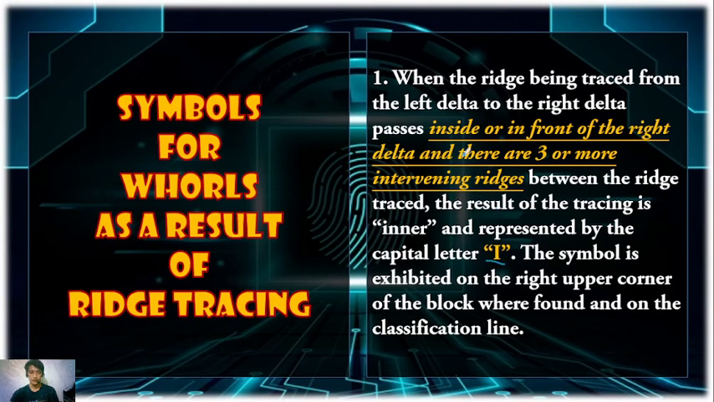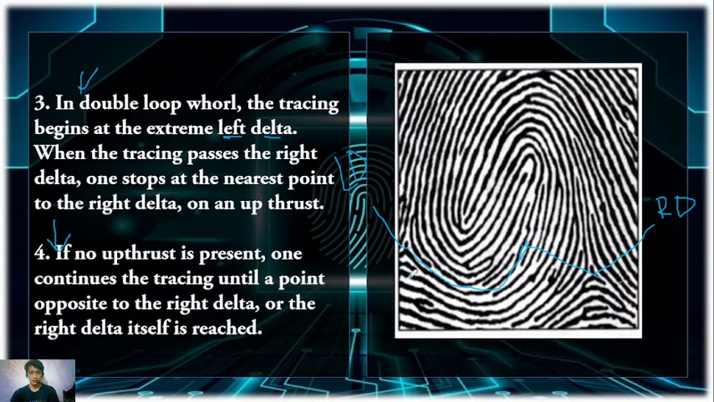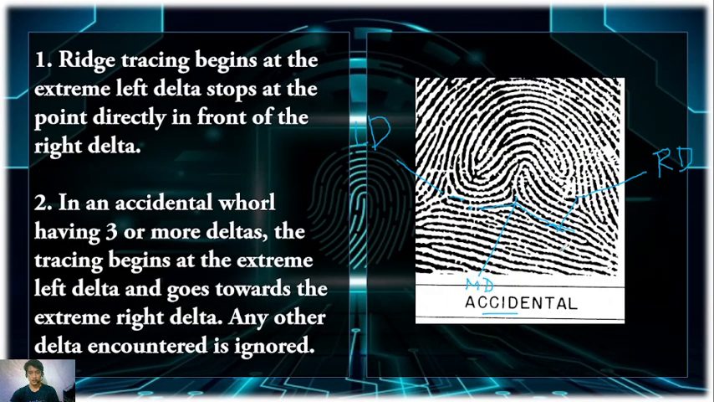We have here the rule. Okay, so sabi dyan, when the ridge being traced from the left delta to the right delta passes inside or in front of the right delta, and there are 3 or more intervening ridges between the ridge traced, the result of the tracing is inner, and represented by letter I. So ano yung gagamitin natin na example dito?